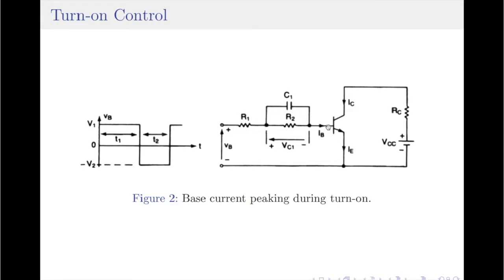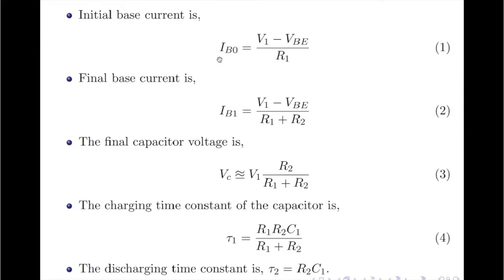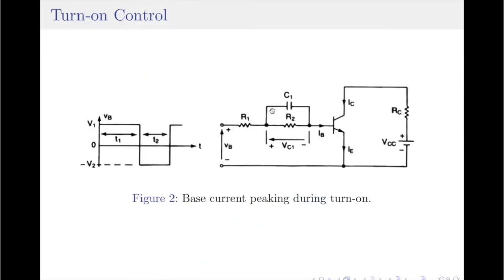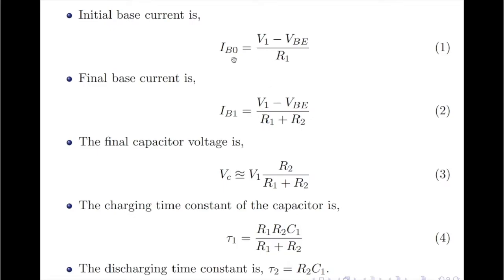Therefore, the base current at time t equals 0 is limited only by the resistor R1 because the capacitor shorts R2. Let us now write an equation for this initial current and let it be denoted as IB0. To write an expression for IB0, I will apply KVL to the base to emitter loop. That will be VB minus VBE equals IB into R1. Now VB is equal to V1 and only R1 comes into picture, and therefore by rearranging the KVL equation, I will obtain the initial current, which is IB0, as V1 minus VBE divided by R1.